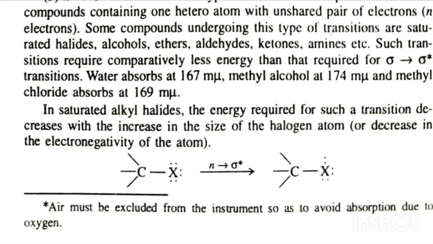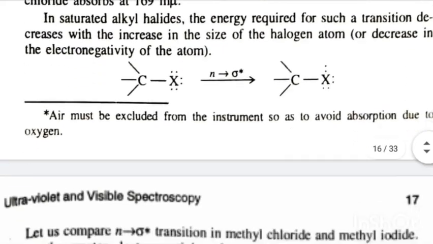In this case, the electronic excitation happens from non-bonded electrons to sigma star. It has only a sigma bond, there is no pi bond. Once a sigma bond is there, definitely a sigma star anti-bonding orbital will also be there. So one non-bonded electron from the lone pair of the heteroatom moves from the non-bonded electron state to the sigma star anti-bonding orbital. So this kind of transition is called n to sigma star transition.